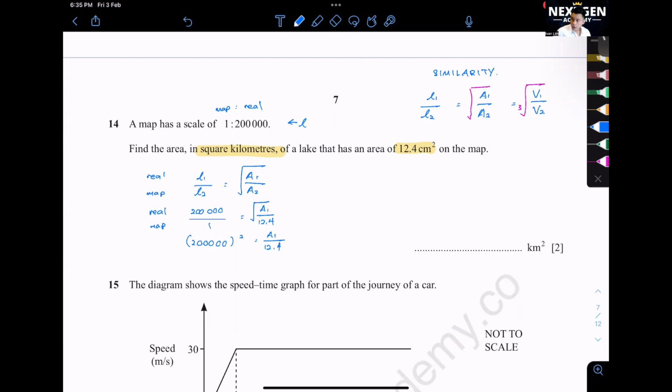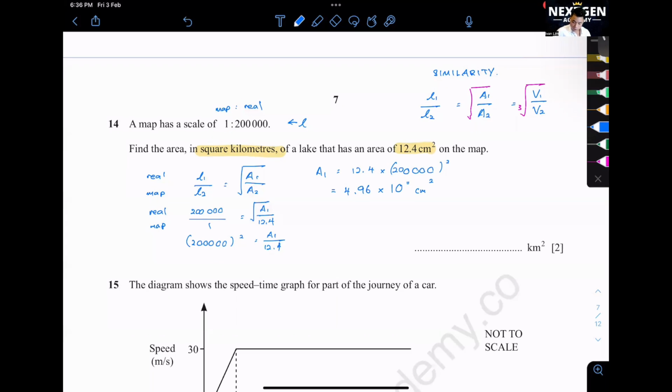Okay, so A1, your area 1, which is your real map 1, will be 12.4 times 200,000 squared. What does your calculator show you? 4.96 times 10 to the power of 11 cm squared, right?